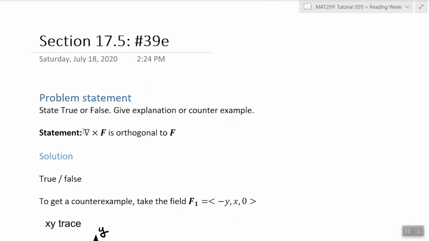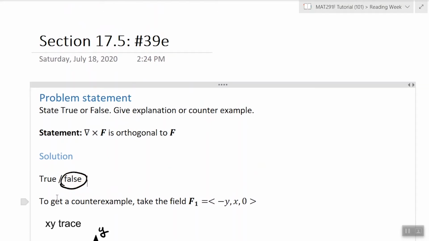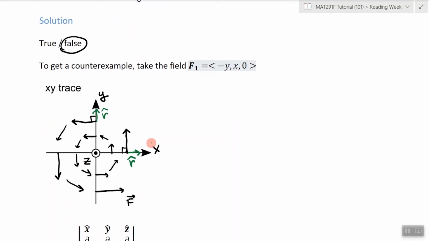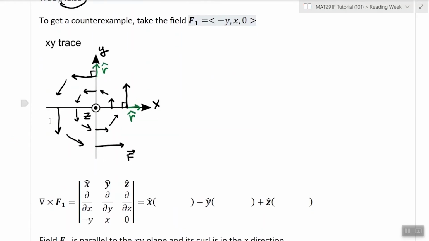The next statement says that curl of f is orthogonal to f. This statement is false. Let me explain why. So to get a counterexample, let's first consider this field f1 equal to negative y, x, 0. We already sketched this field. It looks like this. And let's compute its curl and see what it is. Again, we have the del operator, we have the vector field f, negative y, x, 0 from over here.